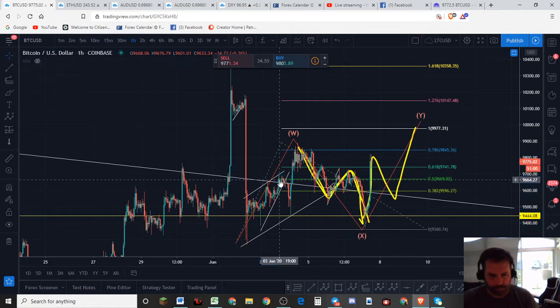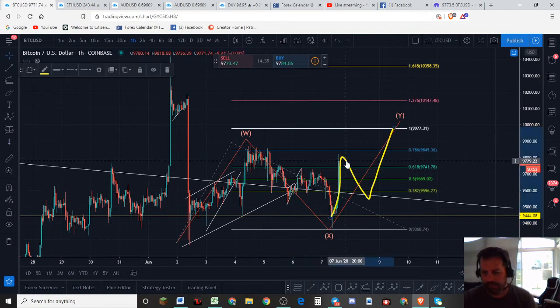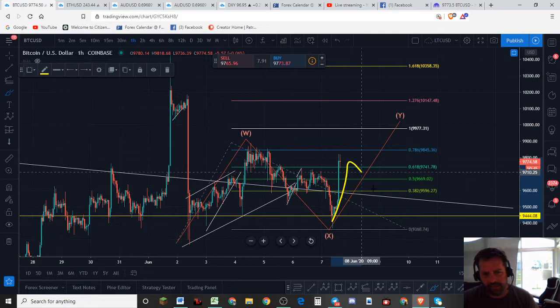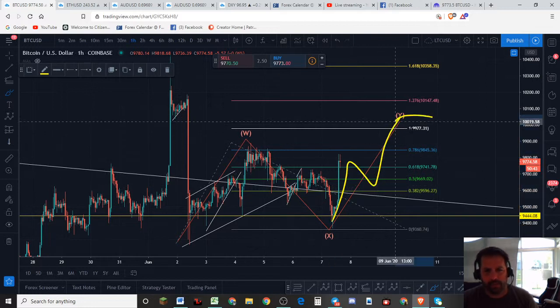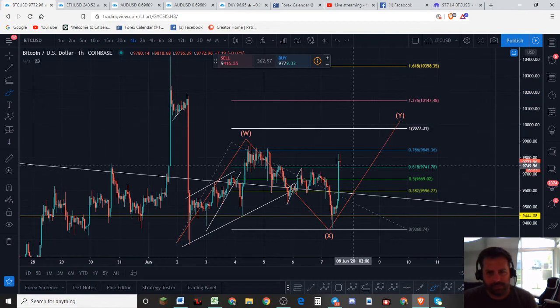Anyway, that's what I'm seeing right here. It's just going to be a WXY. So we're waiting on three waves. This is starting in five waves, so that means we should be getting a 5, 3, and a 5. It should come up here to retest $10,000, guys. It should retest, but it's going to pull back.